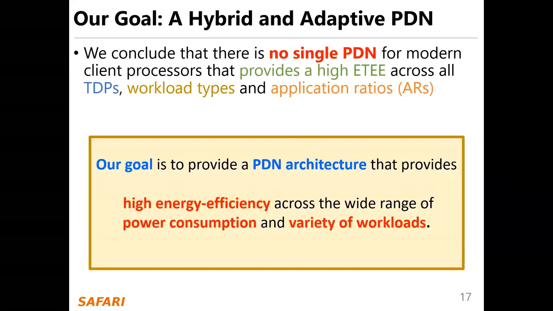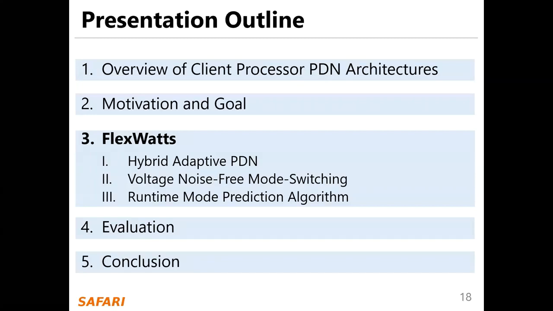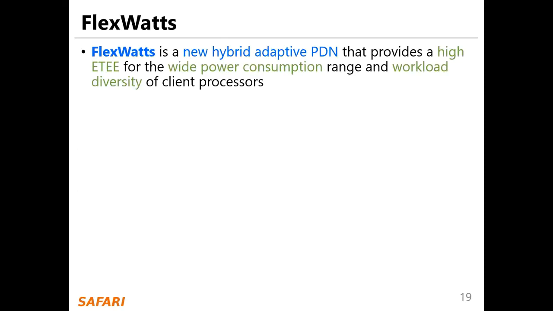Our goal is to provide a PDN architecture that provides high energy efficiency across the wide range of power consumption and variety of workloads. Now, I will explain the technique to achieve our goal. We propose FlexWatts. FlexWatts is a new hybrid adaptive PDN that provides high end-to-end efficiency for the wide power consumption range and workload diversity of client processors.